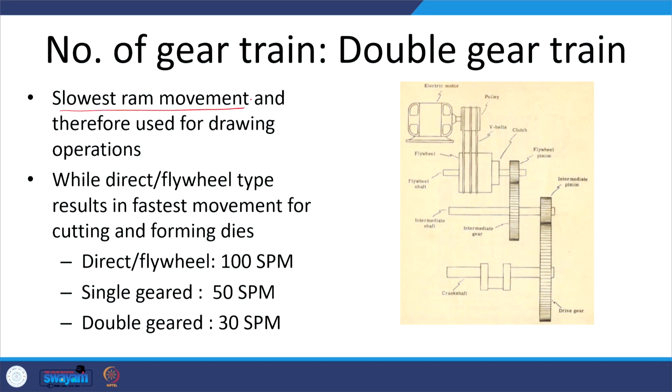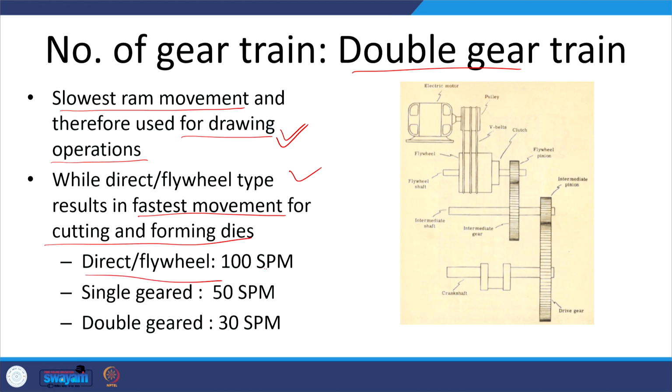So, the slowest ram movement is possible, therefore this kind of double gear train arrangement is used for the drawing operation of sheet metals, while the direct or flywheel type of drive systems allow the fastest movement for cutting and forming dies. So, for cutting and shearing action, the mechanical systems with the direct or flywheel type of arrangement are used. For drawing operations, the single or double gear train arrangements are used for delivering the power.